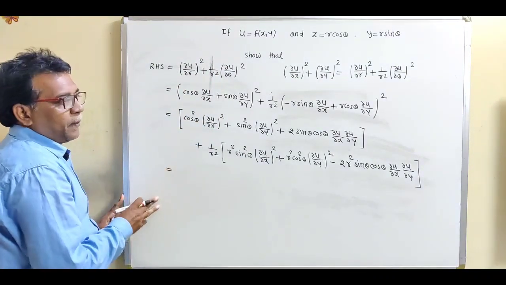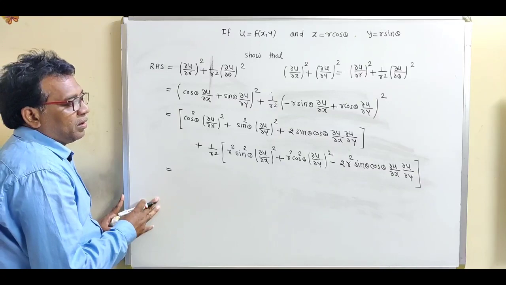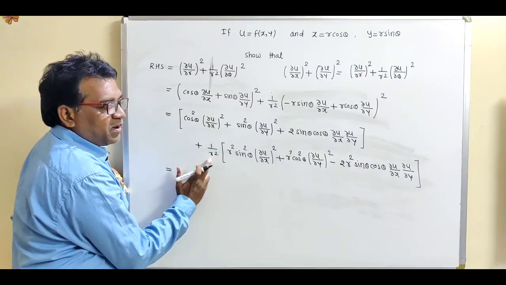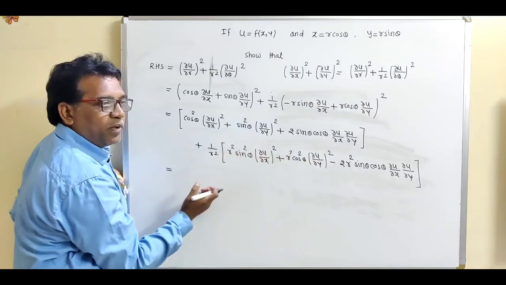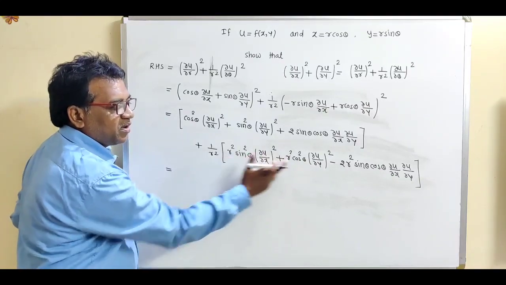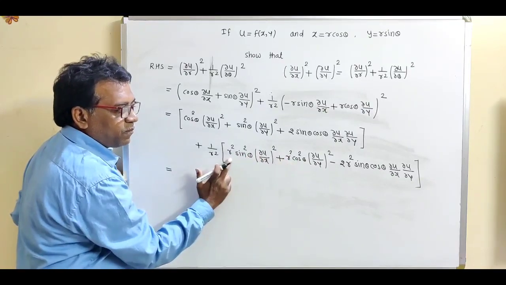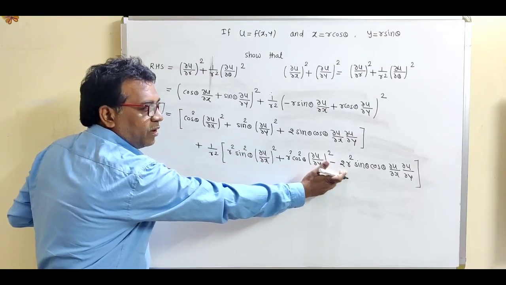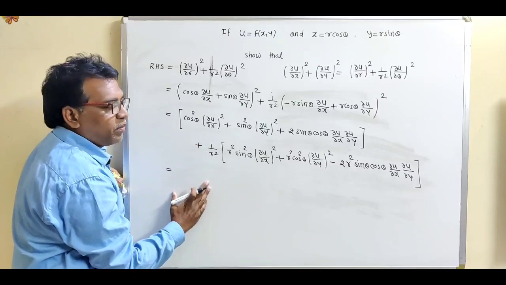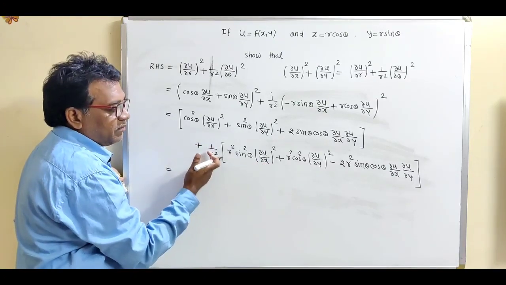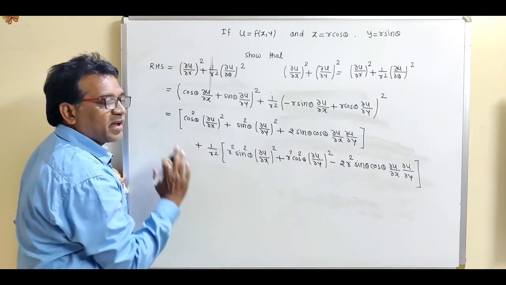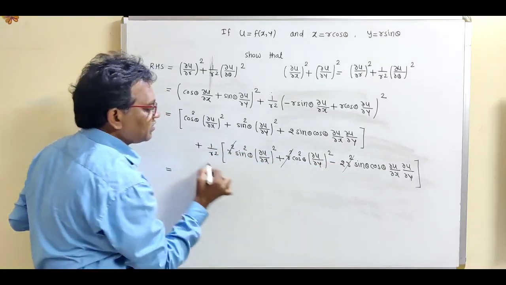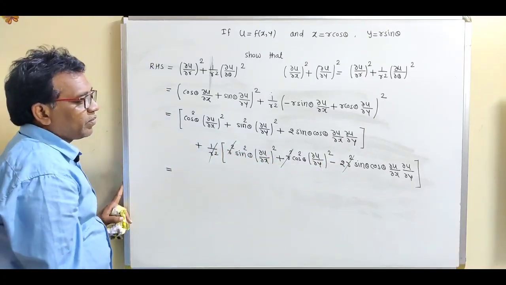So this is equal to, now this 1 upon r square. If we take r square common from these 3 terms, r square from the first term, r square from the second term and r square from the third term, then 1 upon r square and r square get cancelled.